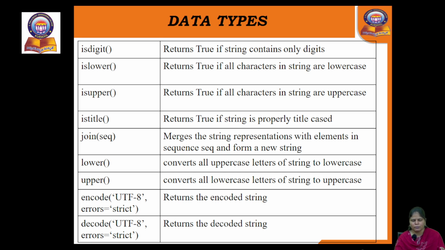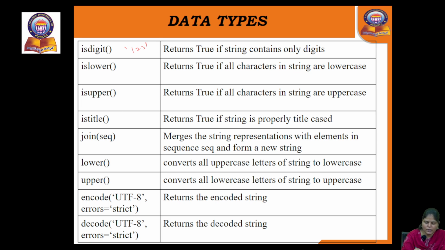And the other method is isdigit. It checks whether the string has only digits or not, like within the quotation, if I mention 123. Next is islower. It checks whether the string has only lowercase letters or not. So isupper checks whether a string has only uppercase letters. So istitle returns true if the string is properly title case. That means the first letter of every word should be capitalized.